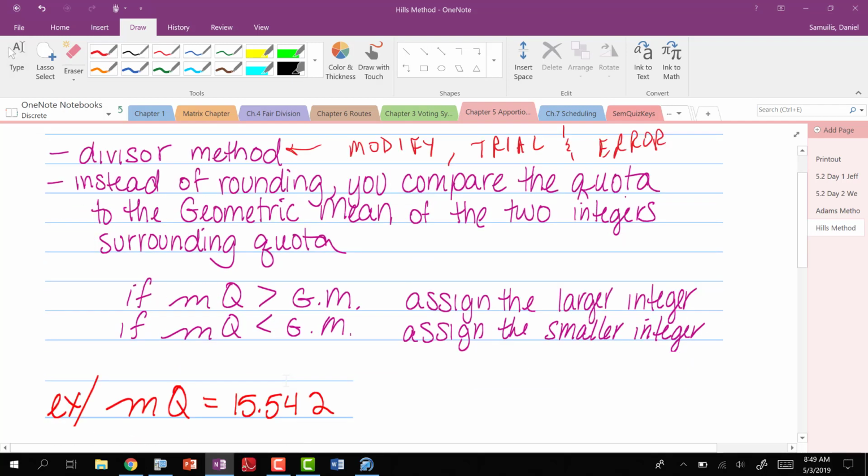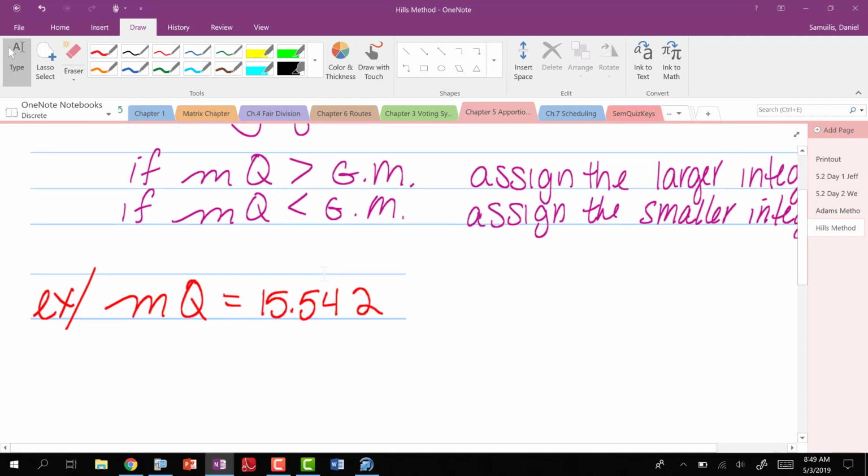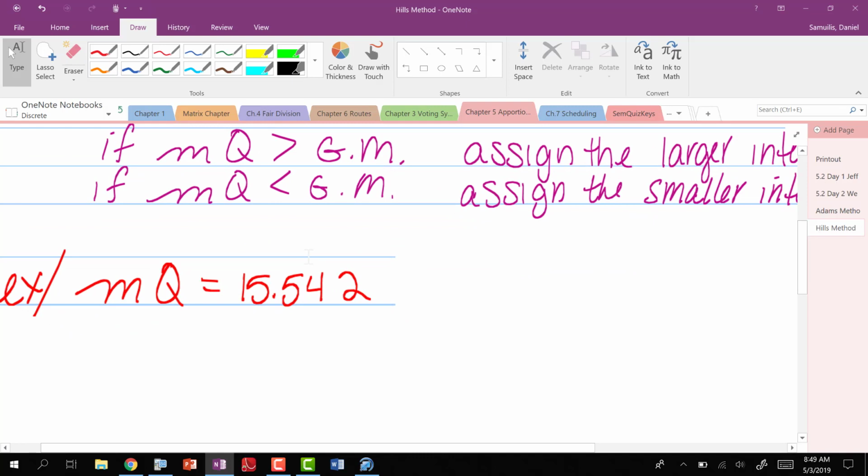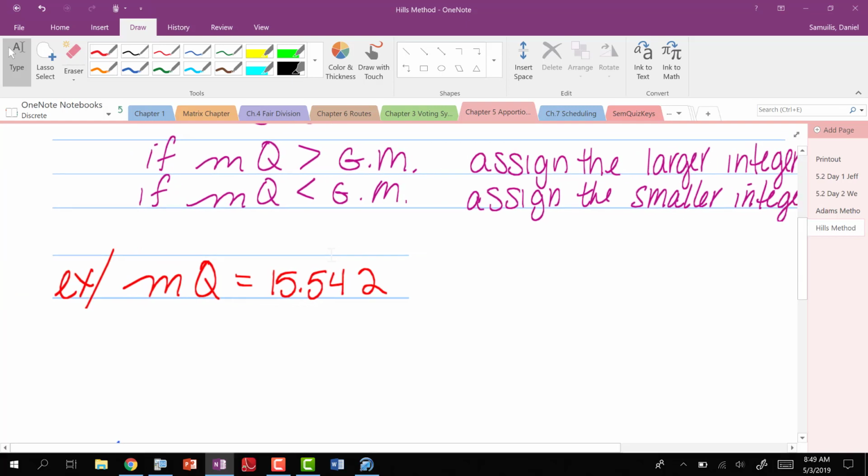For instance, let's pretend that you do a little situation, and this is some state's quota. Here is what geometric mean is. All right, first of all, 15.5 is between 15 and 16. So what you do is multiply them and then take the square root of that product. And that is what a geometric mean is mathematically. Okay?